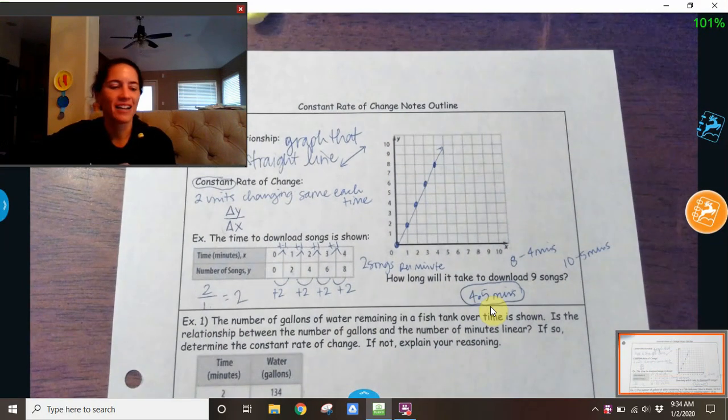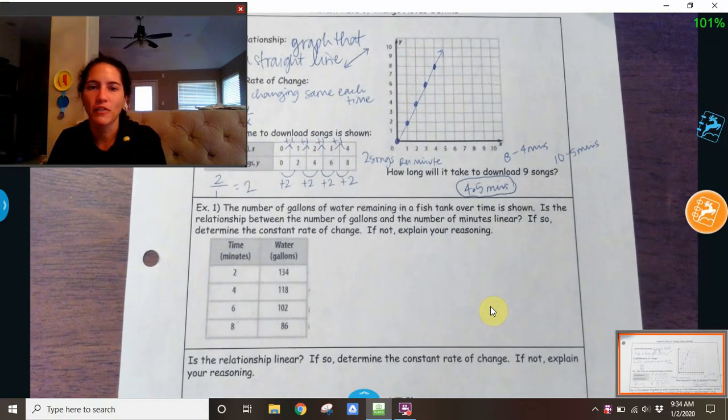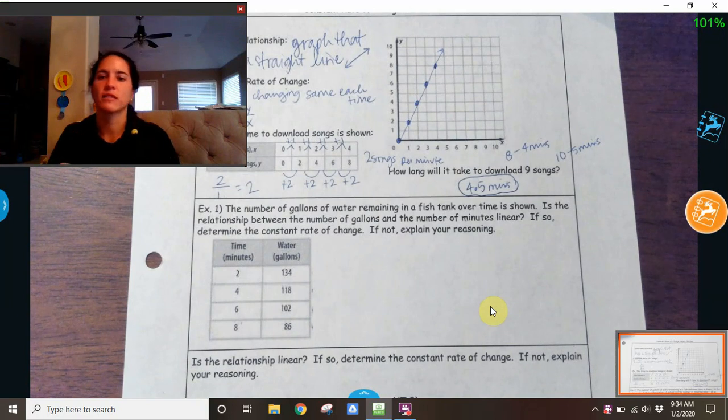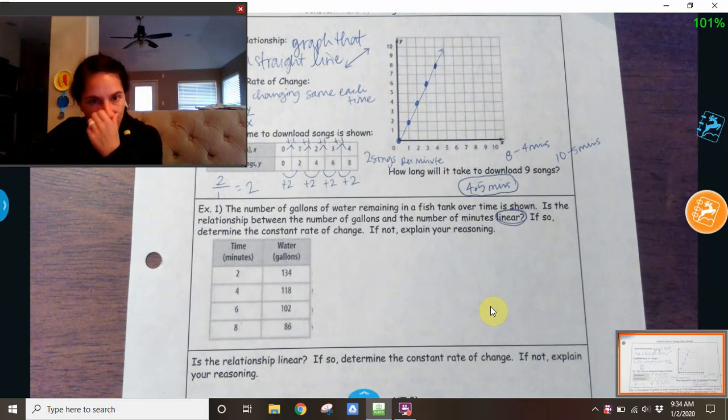Okay. Now let's go on to our next example. The number of gallons of water remaining in a fish tank over time is shown. So we have gallons of water and time. Is the relationship between the number of gallons and the number of minutes linear? So we're trying to decide, is it linear? If so, determine the constant rate of change. If not, explain your reasoning.